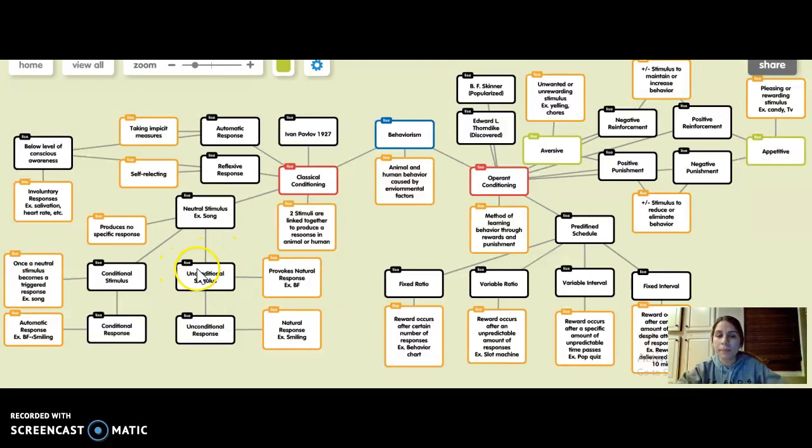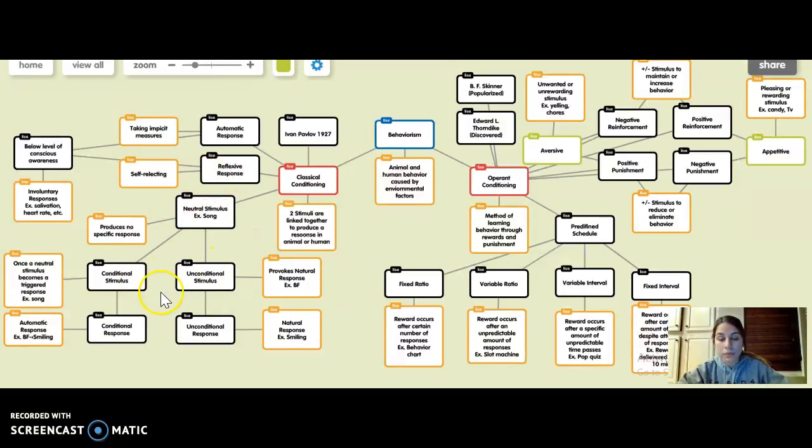When a neutral stimulus is paired with an unconditional stimulus, which is a stimulus that provokes a natural response, it creates an unconditional response, which is a natural response. I'm going to give some examples later so there can be a better understanding. Also, when a neutral stimulus is paired with a conditional stimulus, which was once a neutral stimulus but becomes a triggered response, those two paired create a conditional response, which is an automatic response.